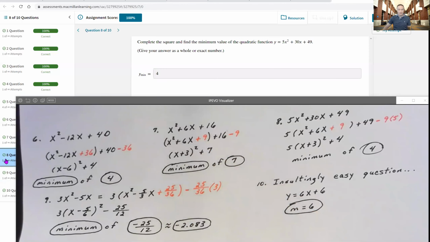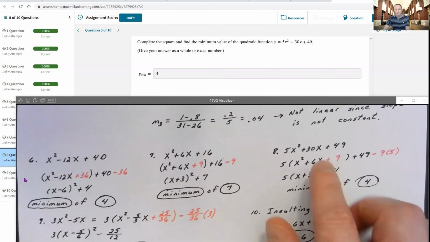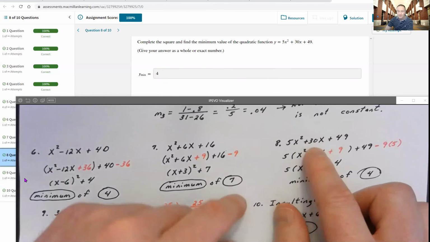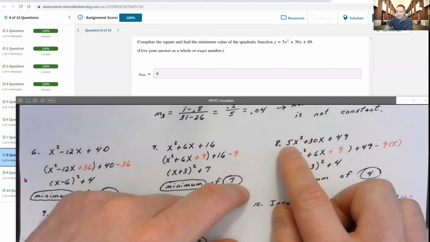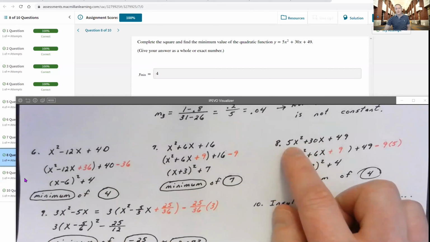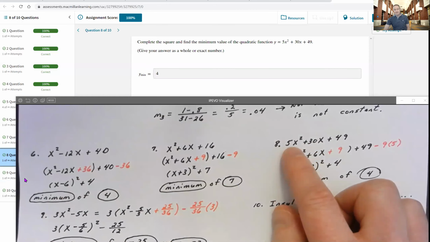I love the next one. So if I want you to do the same thing with a quadratic that has a leading coefficient, it's a little more challenging. So we're supposed to determine, and in this case, they go ahead and tell you it's a minimum, but we already knew that since it was a positive quadratic. But let's use completing the square to find the minimum value.